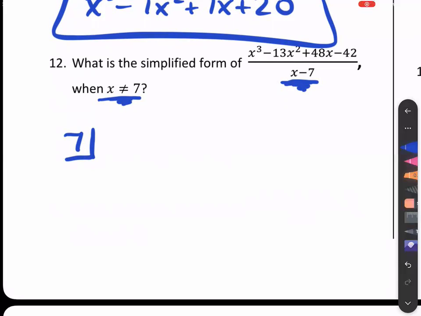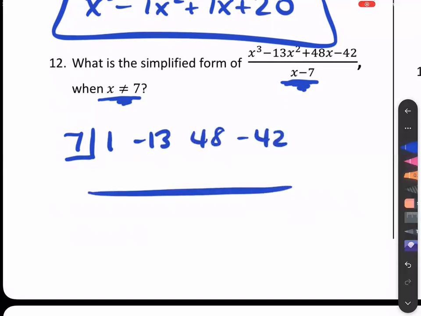Then up top next to the 7, I put my coefficients. First we have to make sure it's in standard form. Then we have to make sure we're not missing any terms, and we are good. So we're just going to write out our numbers. I've got 1, negative 13, 48, and negative 42. My first step is always to drop down the 1. Then I multiply whatever is underneath by the box. So 1 times 7 gives me 7.